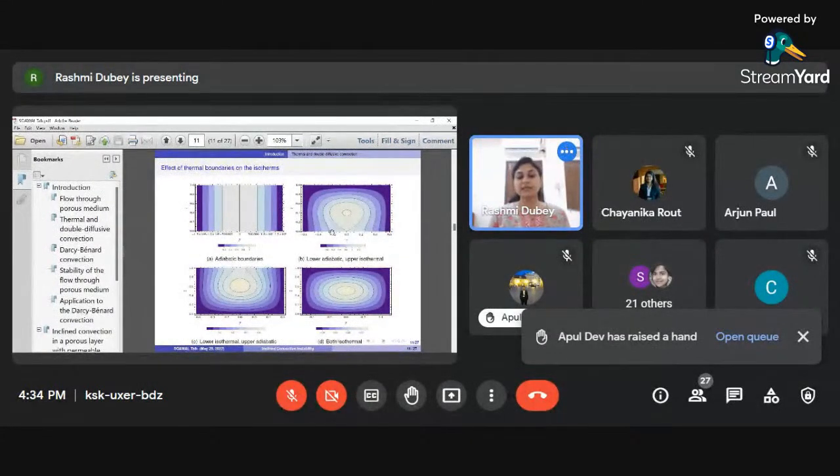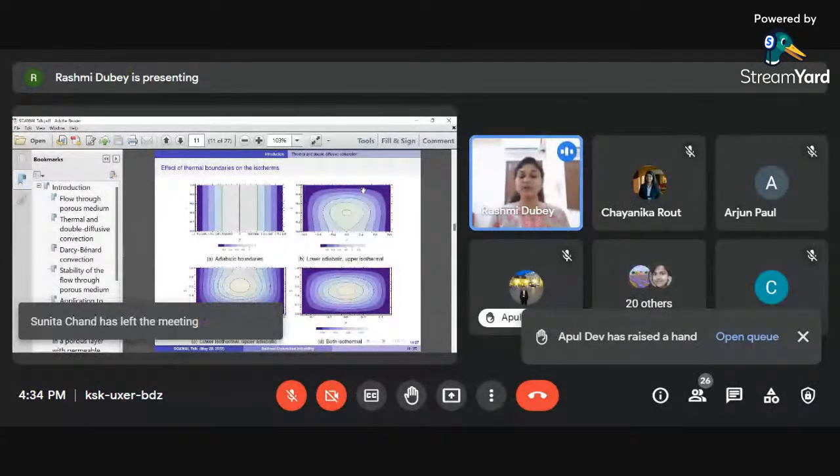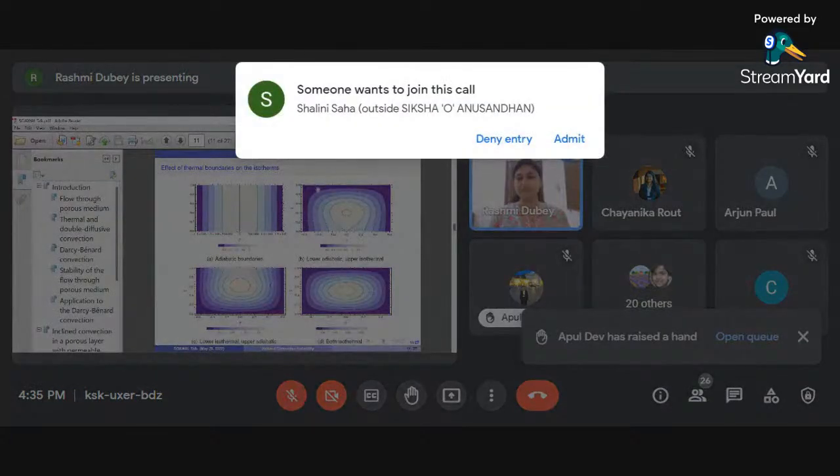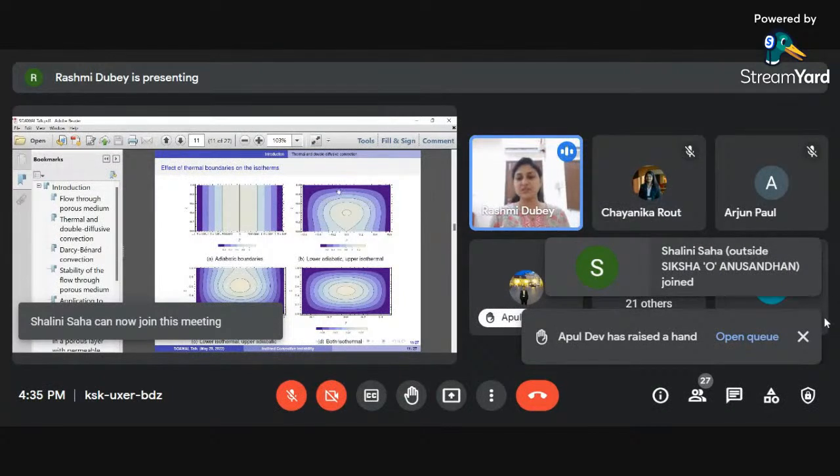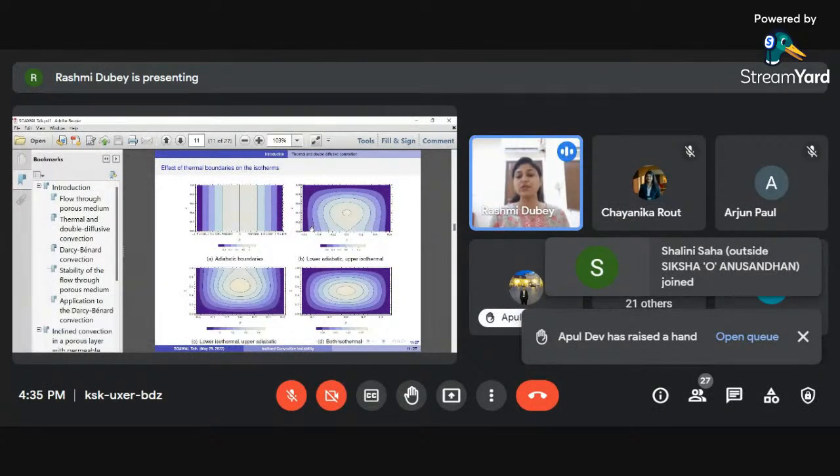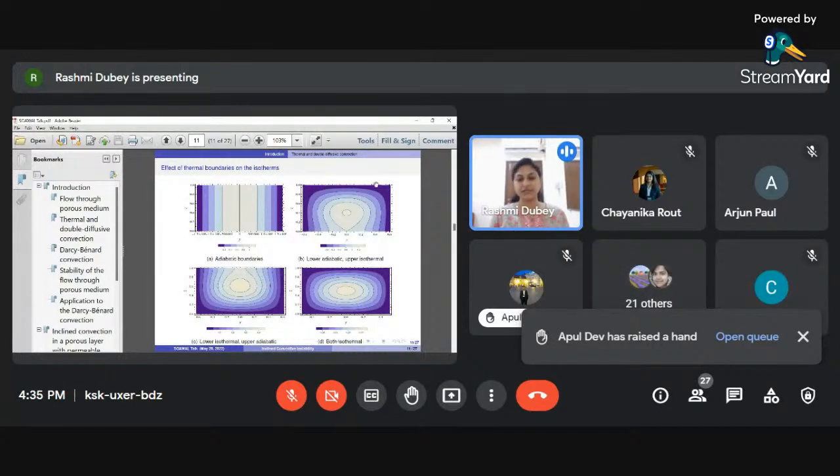Second one is the case when we have lower boundary as adiabatic boundary and upper one is an isothermal boundary. So whenever we have isothermal boundary or perfectly conducting boundary, then near to that boundary we have a thermal boundary layer, because of which these cells of the isotherms are more concentrated towards the lower boundary, since the lower one is adiabatic in nature and the upper one is isothermal in nature.